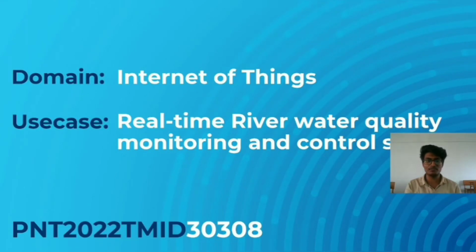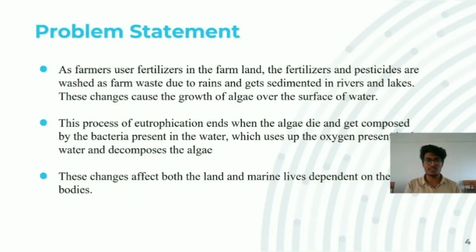In the domain of Internet of Things, our use case is real-time river water quality monitoring and control system. The problem statement of this use case is when farmers use fertilizers and pesticides in their farmland, these substances get washed out due to rains and get sedimented in the rivers and lakes. These changes cause the growth of algae over the surface of water. This is a natural phenomenon known as eutrophication.